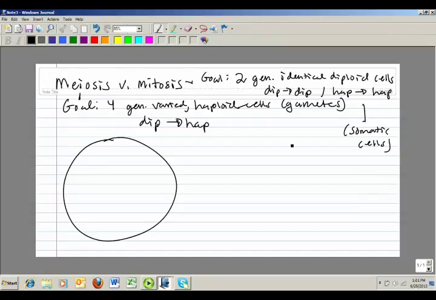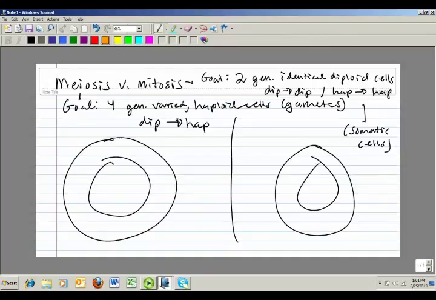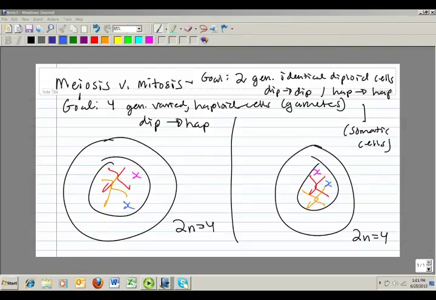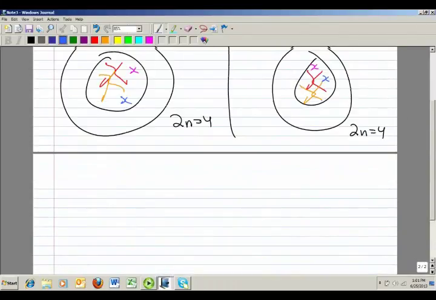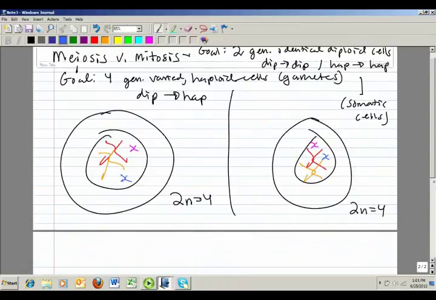So if we start with the same beginning, nuclear envelope. This is a diploid organism. We're going to have 4 chromosomes. 2 are going to be big chromosomes, and 2 are going to be little chromosomes. They're decondensed at this point. They are not associating with each other or anything like that. They're inside the nuclear envelope.